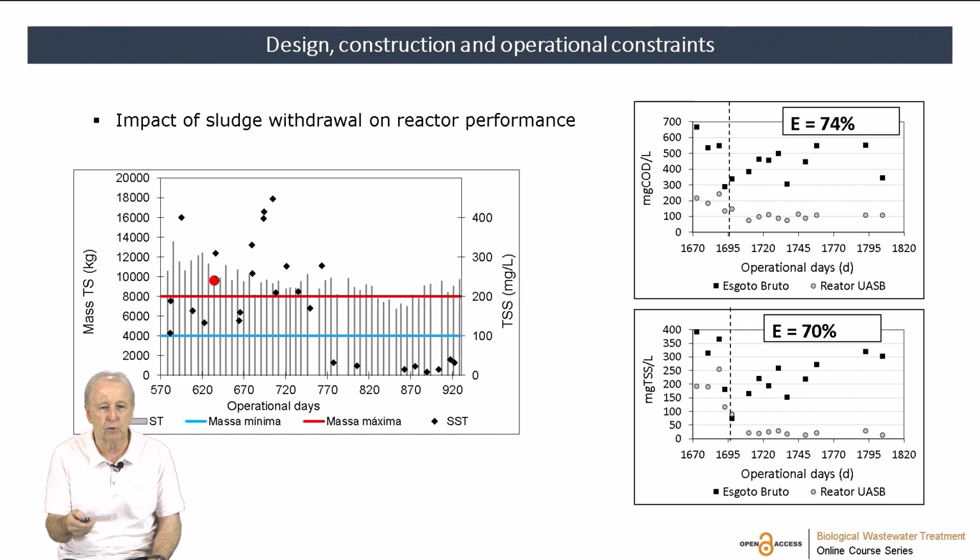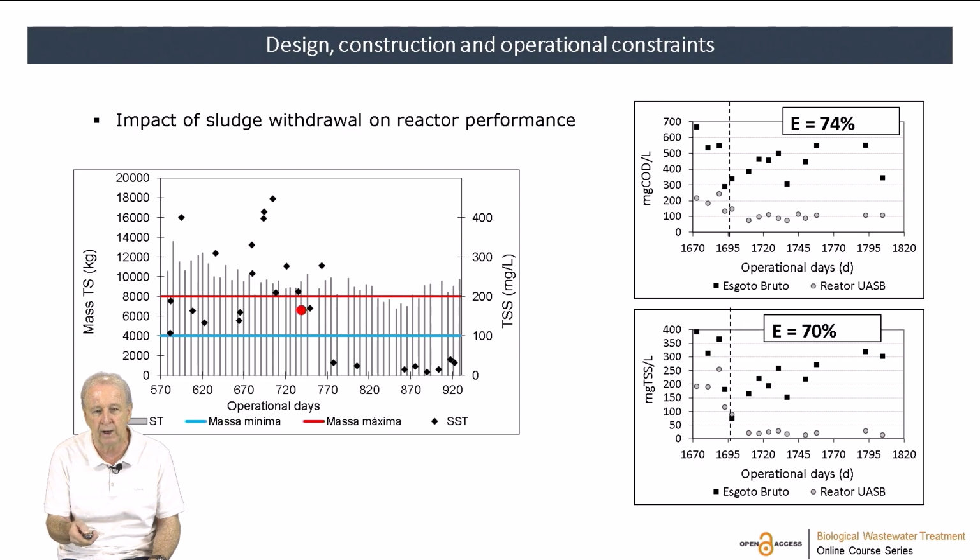And why was the reactor operated with this excess sludge during these various months and days? Because the dehydration equipment in this plant was a centrifuge. Actually, it was a filter press, and it was out of operation due to maintenance problems. And it was very difficult to get rid of this excess sludge inside the reactor.